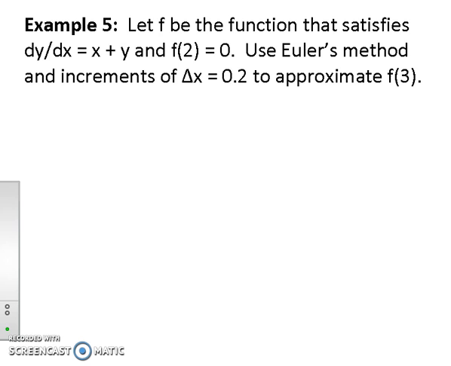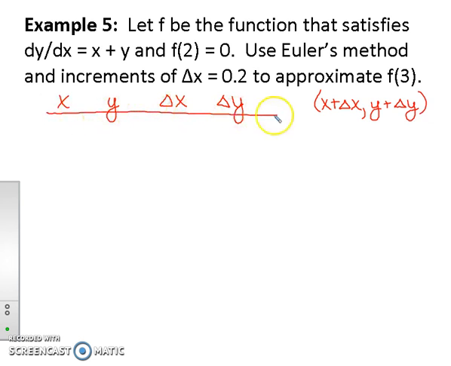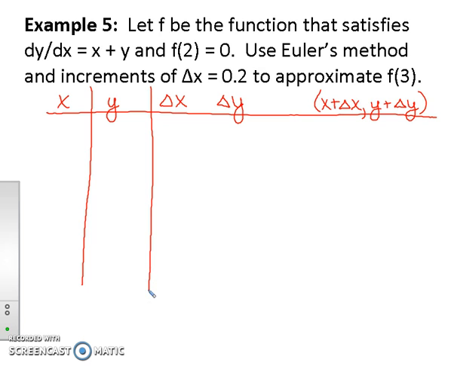So when I'm doing Euler's method, I basically organize everything in a table. So I have x, y, delta x, delta y, and x plus delta x, y plus delta y. So those are my 5 columns. So to begin with, you start at the point that you know. So they told me that when x is 2, y is 0.